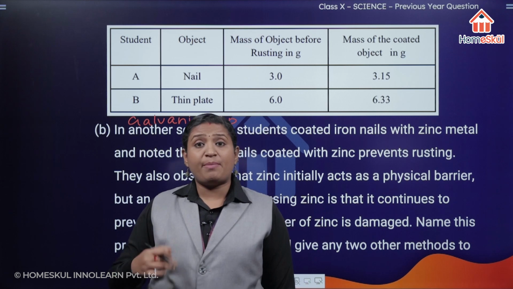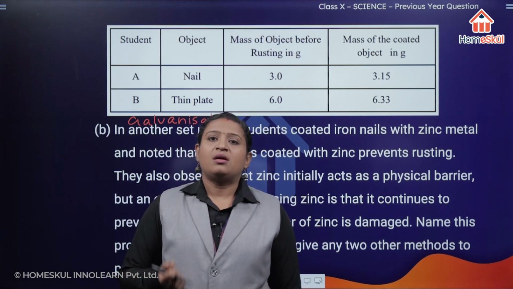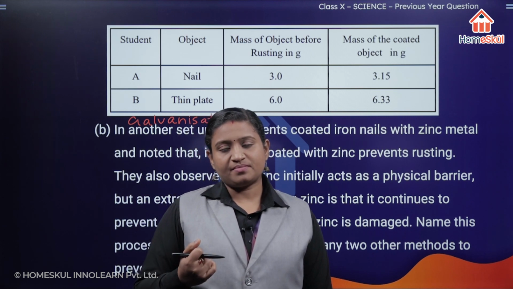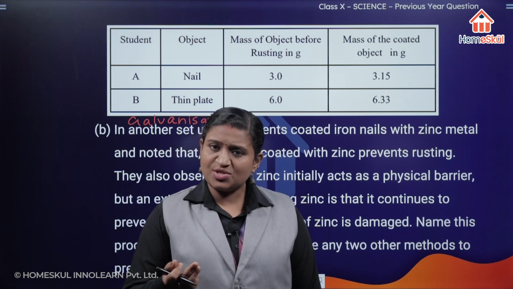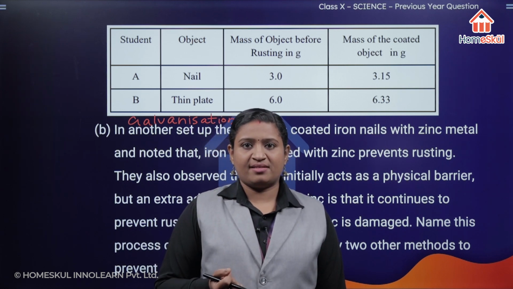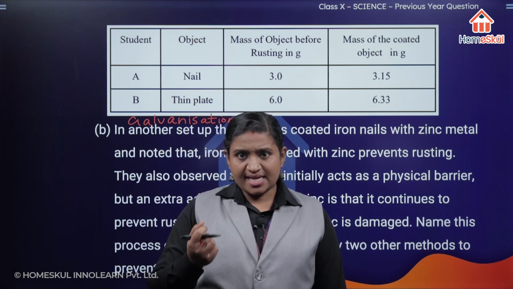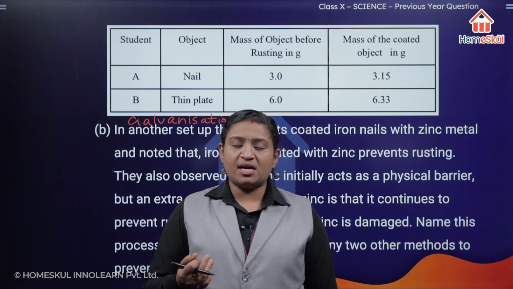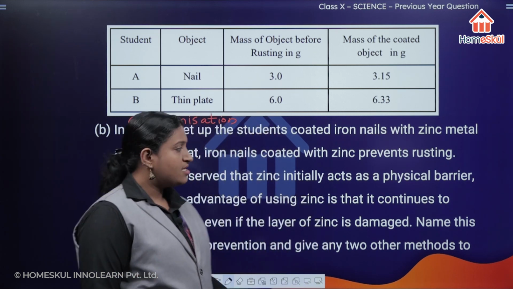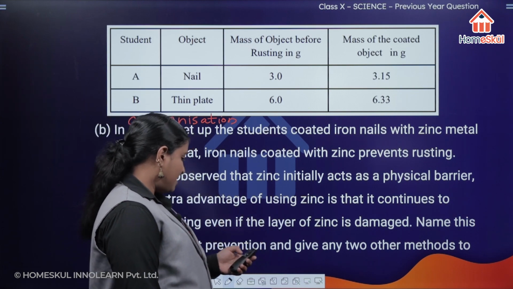Rusting can be prevented by painting, isn't it? Or greasing, oiling. Yes, you are telling correct. What is that? Electroplating, chromium plating, isn't it? So, all these are the different methods which help us to prevent rusting. Okay, so you can write any 2 methods for that.